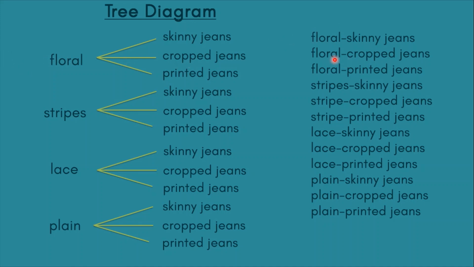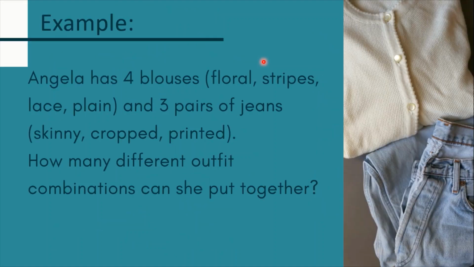Floral with cropped jeans, that is another outfit, and so on. So, kung iisa-isahin natin sila, we have 1, 2, 3, 4, 5, 6, 7, 8, 9, 10, 11. And so, we have 12 different outfits na mabubuo mula dito sa mga ways na to, or mula dito sa mga choices na to. That is if we are going to use, or if we are going to solve the problem using tree diagram. Now, balikan natin yung problem.